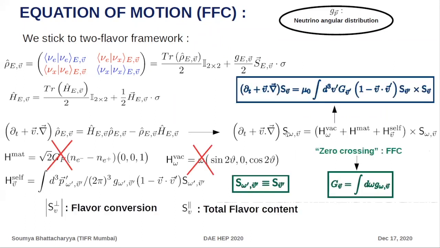Sticking to this equation of motion, as we are considering fast conversion, we will be neglecting the vacuum and matter terms and only consider the self interaction term, which enables us to write this equation of motion in this form, where G_v captures the angular distribution of neutrinos, and as I said, the parallel component of S is the amount of flavor content, and the perpendicular component represents the flavor conversion. So this is our equation of motion that we will be dealing with.